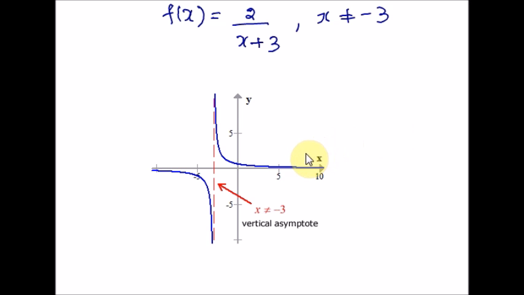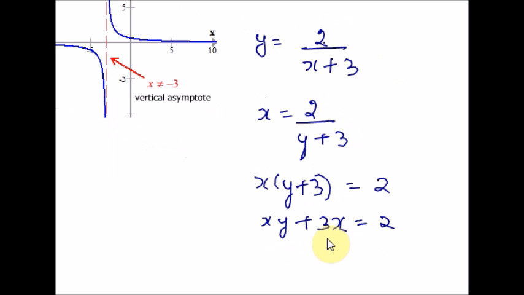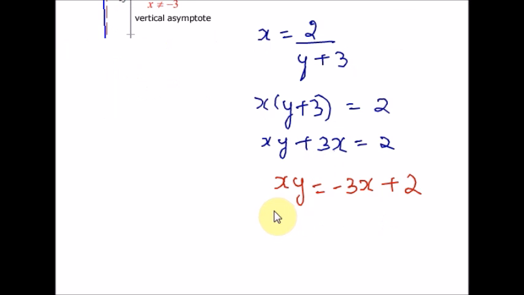Using the suggested steps, let us find the inverse of this function. First, replace f of x by y. Then just interchange x and y. I'm going to swap the roles of x and y here. Multiply both sides by the LCD. Here the denominator is y plus 3. Multiply both sides by y plus 3 so that we can get rid of the denominator. Distribute x. Subtract 3x from both sides. Divide both sides by x. Replace y by f inverse of x.